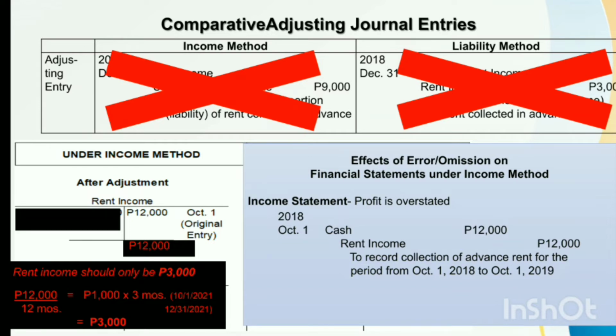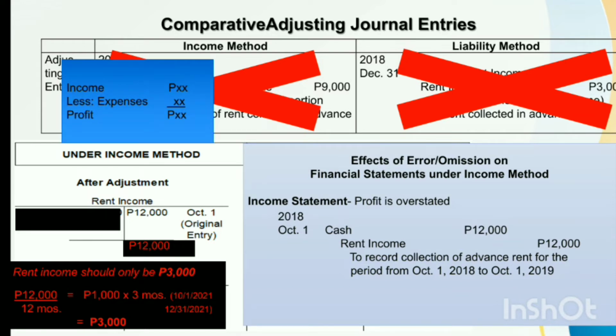So, kung overstated yung rent income, affected yung profit. Kasi in order to get profit, you have to deduct expenses from the income. So, income less expenses is equals to profit. So, kung sobra na yung income mo, so meaning to say, sobra din yung magiging profit mo.